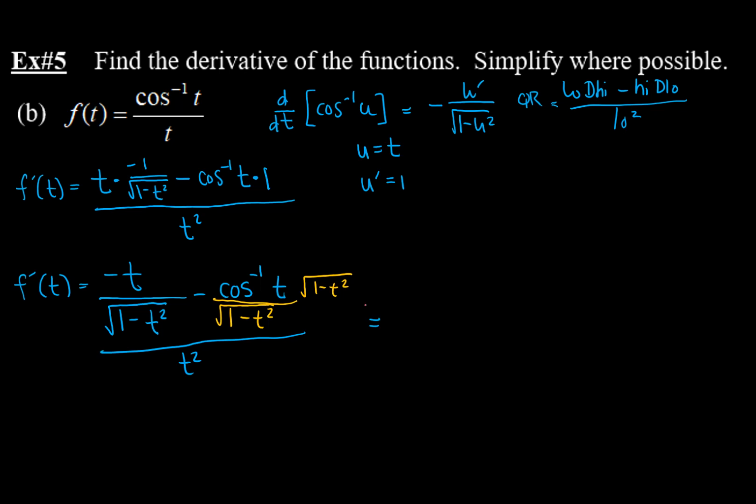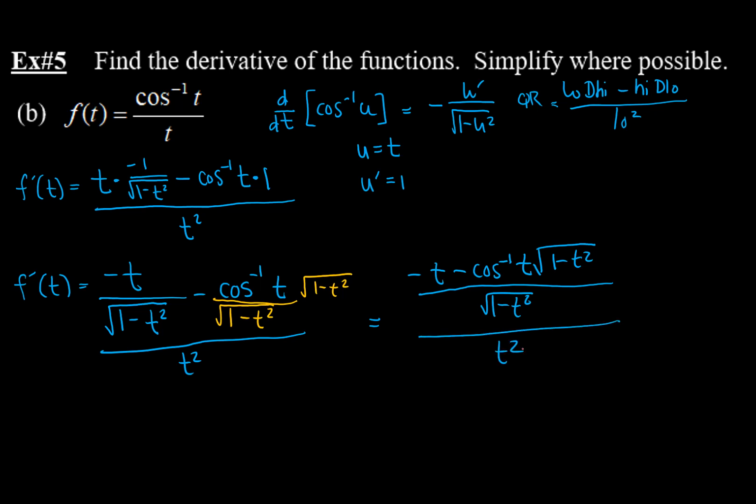If I multiply through by the LCD, this one has the LCD, so I'm going to get -t here. This term is going to turn into this chunk of algebra here, negative inverse cosine of t times the square root of 1 minus t squared. And that's going to be all over the square root of 1 minus t squared, all over t squared. Which, I don't know if you know a little fact, but the denominator of the numerator is the denominator. I know, I'm sorry I said it like that, but it's true.